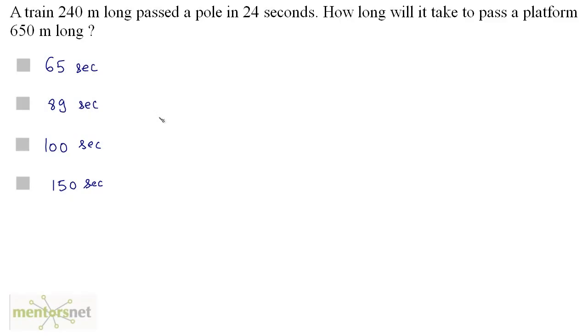A train 240 meters long passed a pole in 24 seconds. How long will it take to pass a platform 650 meters long? Now this train is 240 meters long and it passed a pole in 24 seconds, which means that it traveled 240 meters. So we can calculate the speed of this train. Speed is equal to distance upon time, 240 upon 24, and that's 10 meters per second, which is the speed of this train.